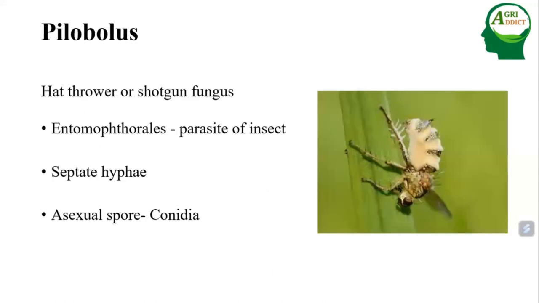And next is Pilobolus. It is also called the hat thrower or shotgun fungus because of its violent spore discharge. It discharges the spores very fast, so we call it hat thrower. The next order is Entomophthorales. As the name itself indicates, it is a parasite of insects. All the Zygomycetes have aseptate hyphae and the sexual spore is the zygospore. But in this order, there will be septate hyphae and the asexual spore will be conidia.